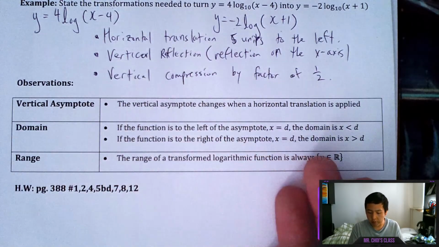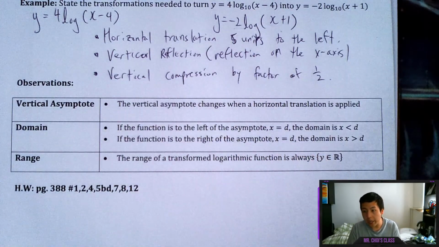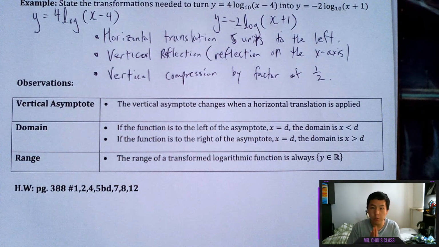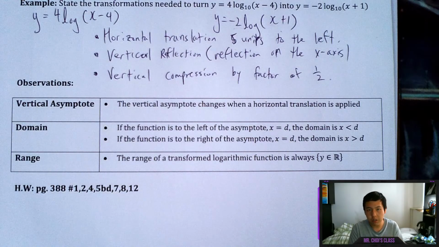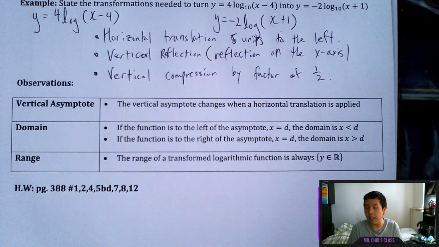For the domain, it depends on which way it is facing, right? So if you've applied a horizontal reflection, then your values are going to be less than your vertical asymptote. If you did not apply a horizontal reflection, or reflection in the y-axis, then your values are going to be greater than your asymptote. And so we've been through examples of that.